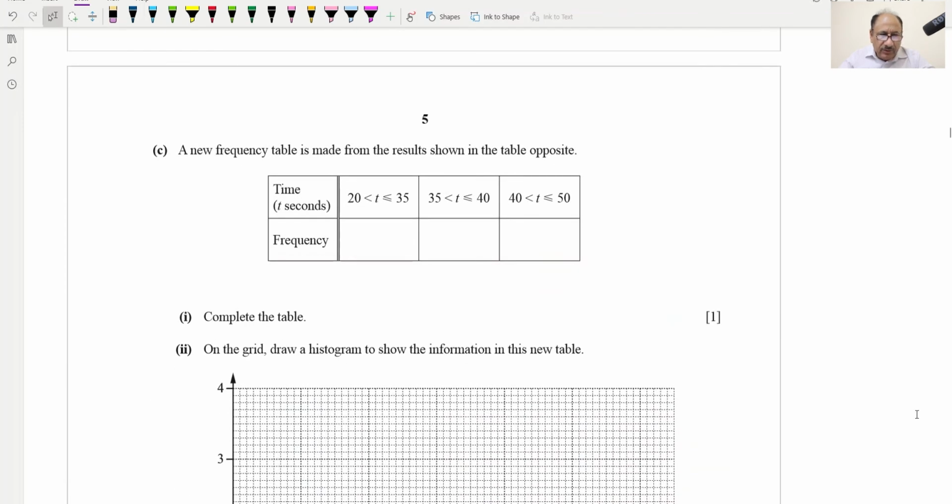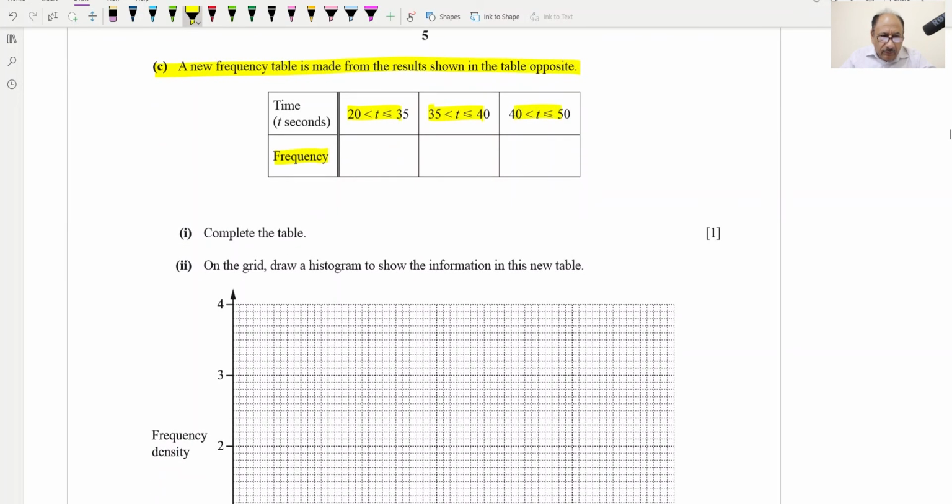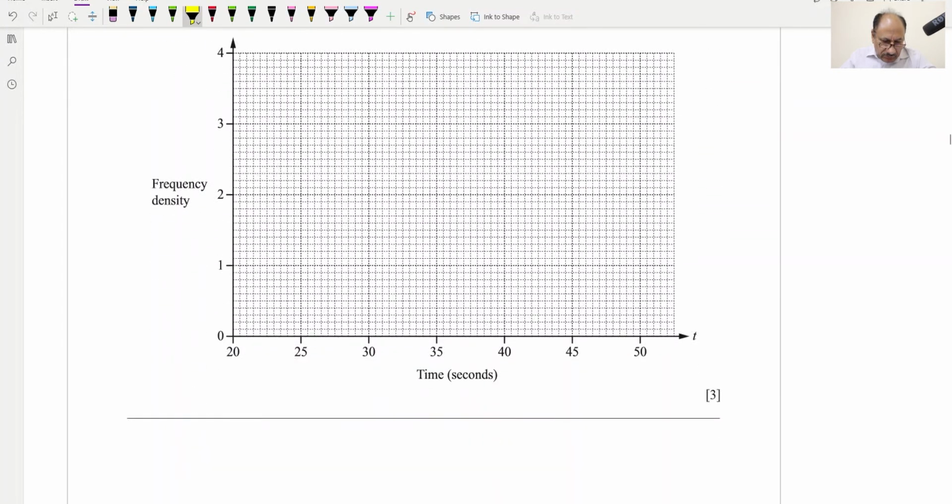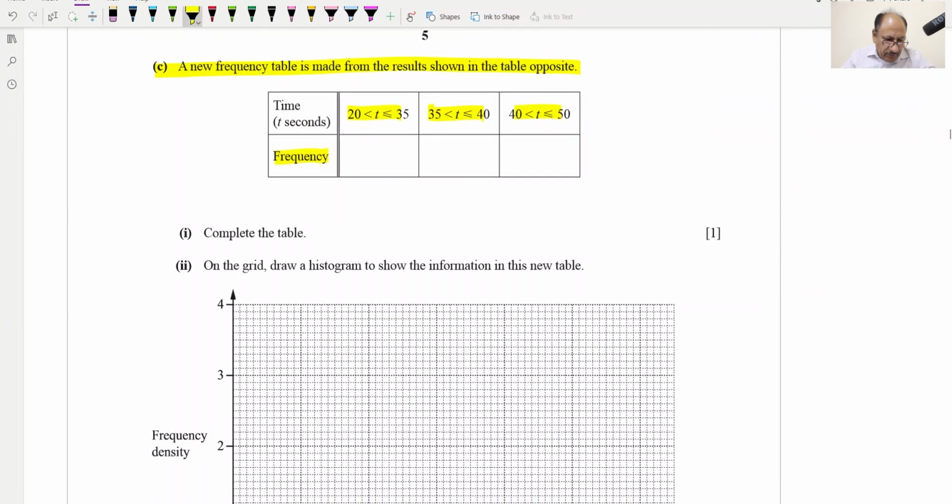Now C part is saying a new frequency table is made from the results in the table opposite. So this is basically the ranges, and this is the frequency, and this is the table. Complete the table. We have to complete this table. On the grid, draw a histogram. So first part is we need to complete the table.